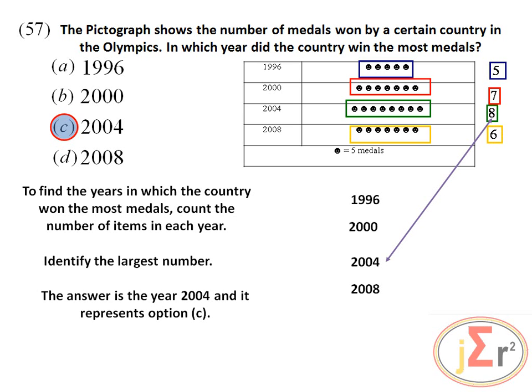Oh, good, Jerry. Because in each diagram, the little medal that we have here represents 5 medals. So to get the number of medals, we'll have to multiply each one of these numbers by 5. That's very good, Jerry.